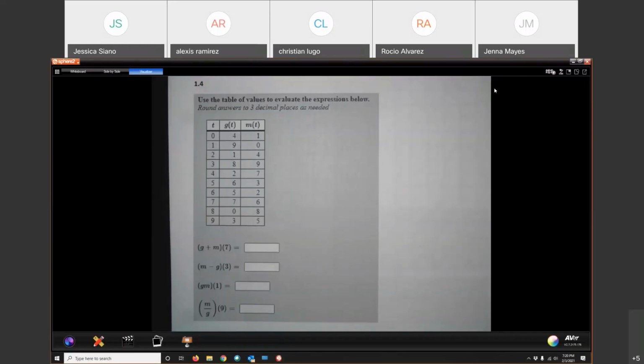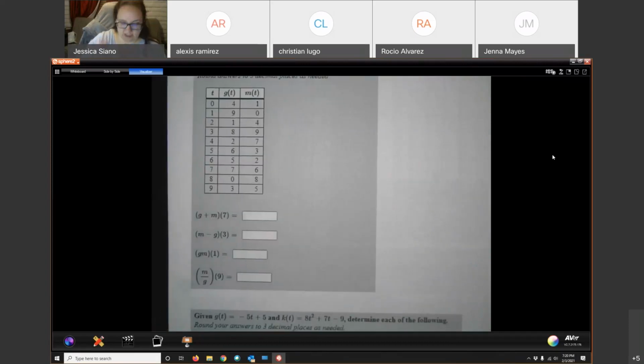All right, so here for section 1.4, we're going to talk about operations with functions, specifically adding, subtracting, multiplying, dividing, and composing functions. So first, let's talk about the easy stuff, adding, subtracting, multiplying, and dividing.